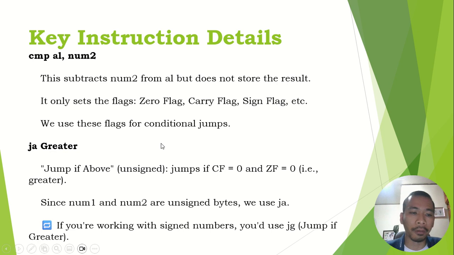So we use these flags in conditional jumps. So may jumping tayo. Okay, so JA, jump above, means jump if unsigned, CF equal to 0 and ZF equal to 0. Since num1 and num2 are unsigned bytes, we use JA because we use DB, define byte. If you're working with signed numbers, you use JG, jump greater. JA means unsigned, and if it is signed numbers, we use JG.